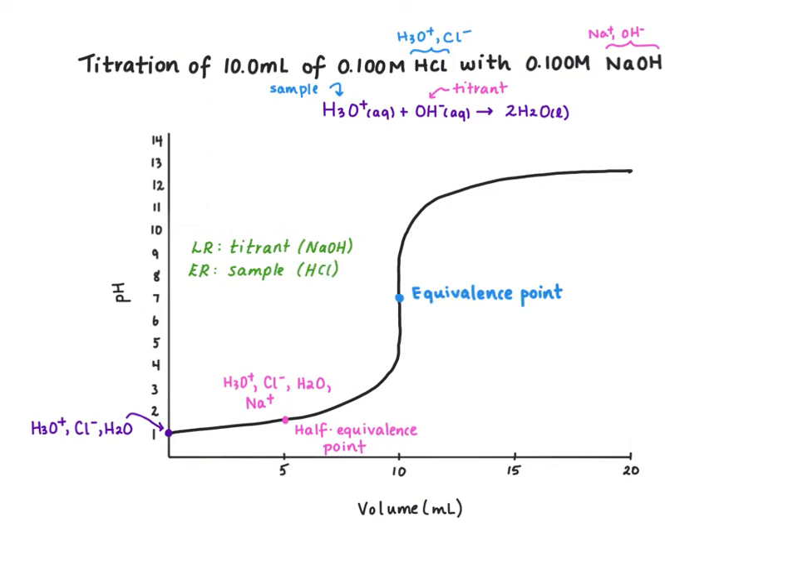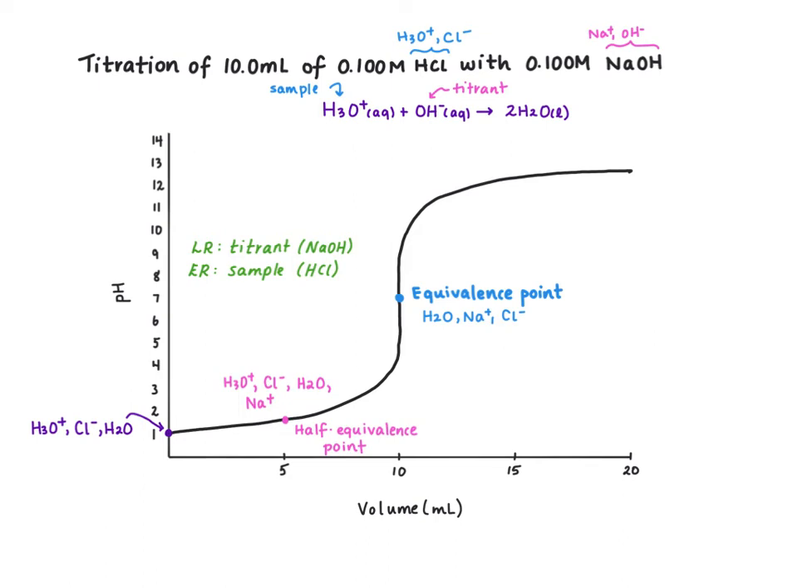At our equivalence point, because we have equal moles of our acid and our base, the only thing that will be present in our flask is the products of our titration and the products of the reaction. So we're going to have water as well as our spectator ions, sodium and chloride.